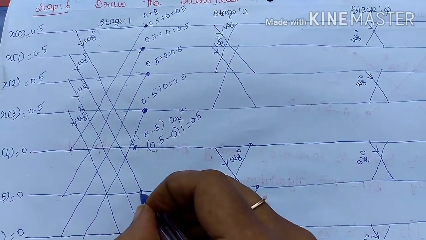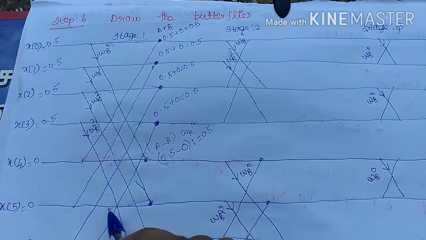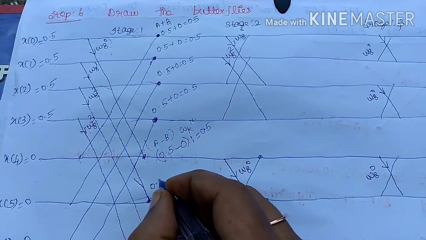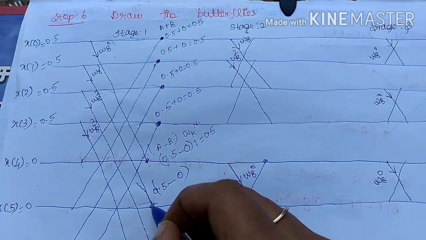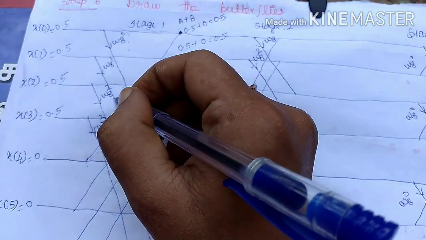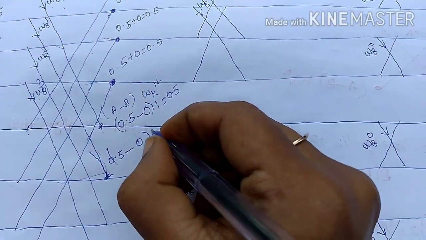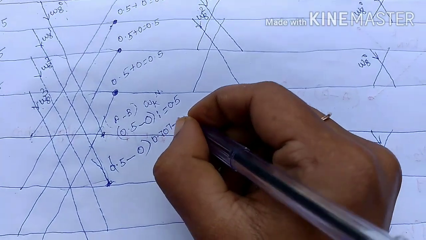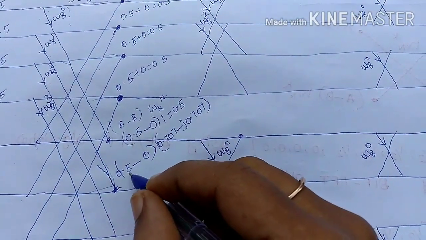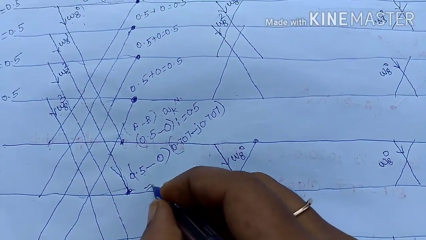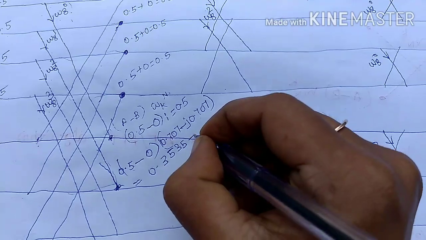Okay, then this point is a connection between this line and this line. So one of my inputs is 0.5 minus the other input, 0. Then for this point my Twiddle factor is, listen, W8 power 1, right? The value of W8 power 1 is 0.707 minus j 0.707, right? Then multiplying 0.5 by these values, we get 0.3535 minus j 0.3535.